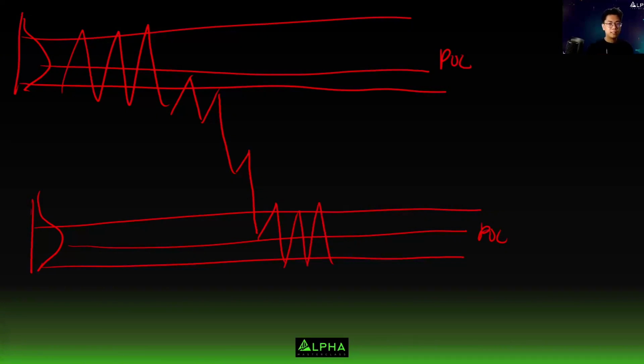Now, let's say that from here, it wants to go up. How will it go up? It will bounce like this. I mean, it can either pull back or not pull back, doesn't matter. Like this, or it could be like this.